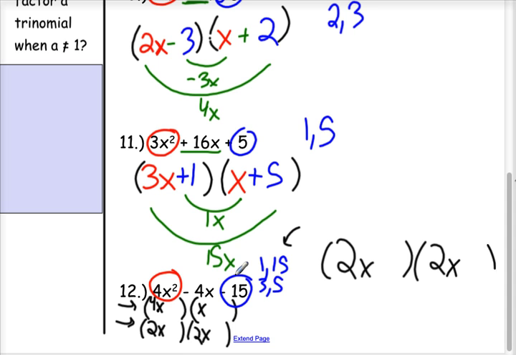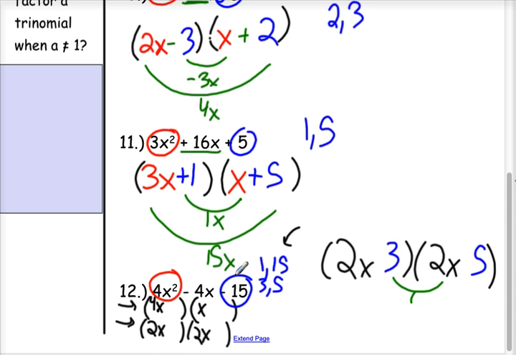Now, again, once you get good at working with some number sense, it gets easier. So for example, if I'm using 2x and 2x, probably 1 and 15 is not going to give me the option that I'm looking for because 15 is an awfully large number. So I'm probably better off trying the 3 and the 5. All right?